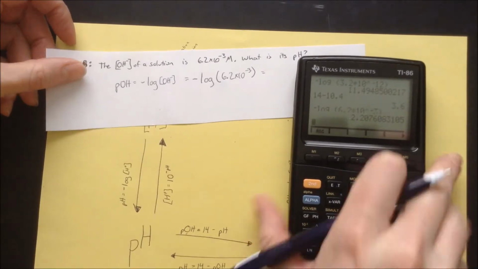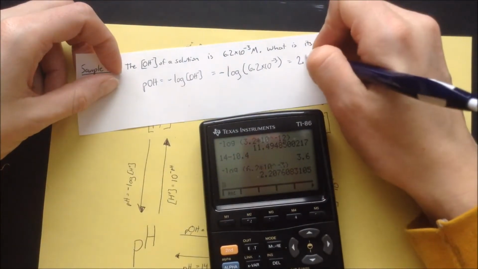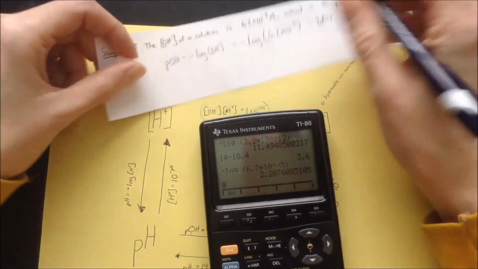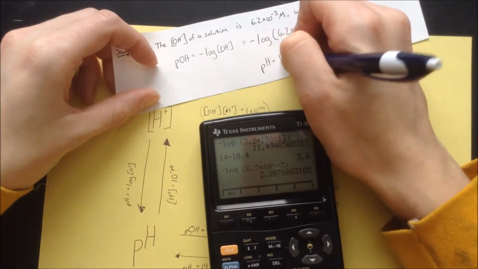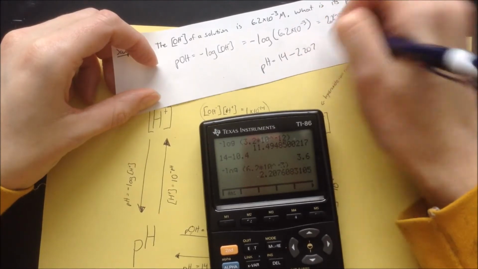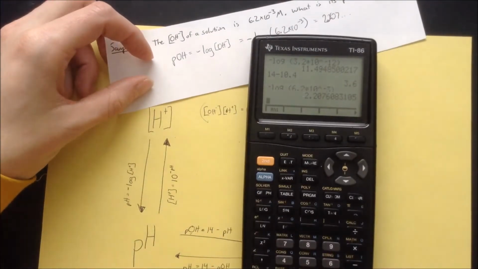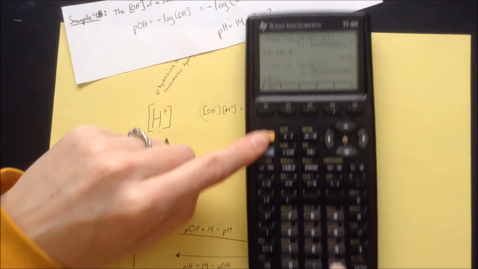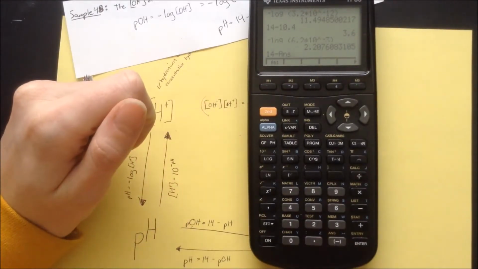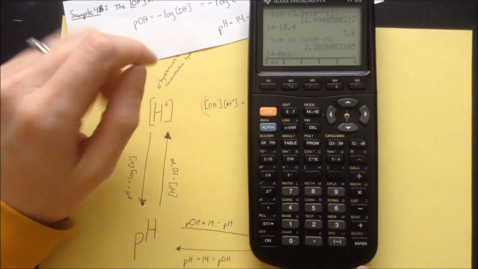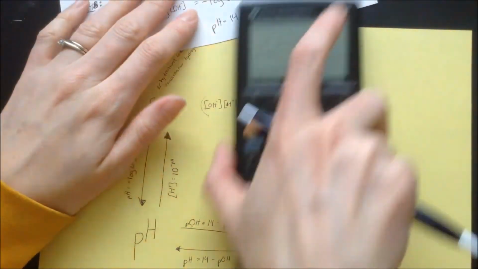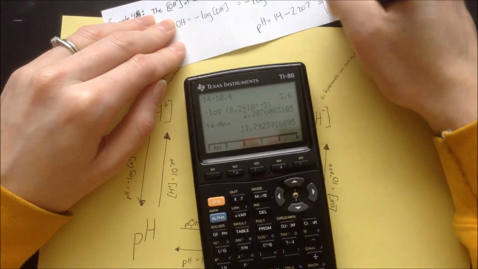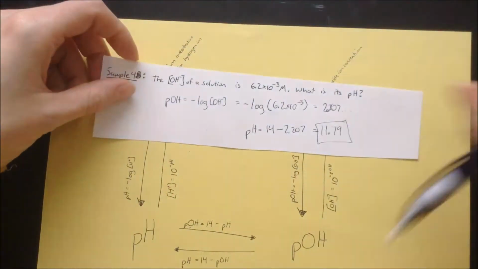And I get 2.207, which I'm not going to write all that out. Okay, to find the pH, I'm going to do 14 minus that 2.207. Now, I don't know about you, but I'm going to make use of the answer button because I don't want to type that whole thing in. So I'm going to do 14 minus, and then on most calculators, you hit second and then the little negative button and the answer comes up. My calculator's special and I can put it right there. But that's it. And then I put in 11.79. That is my pH.